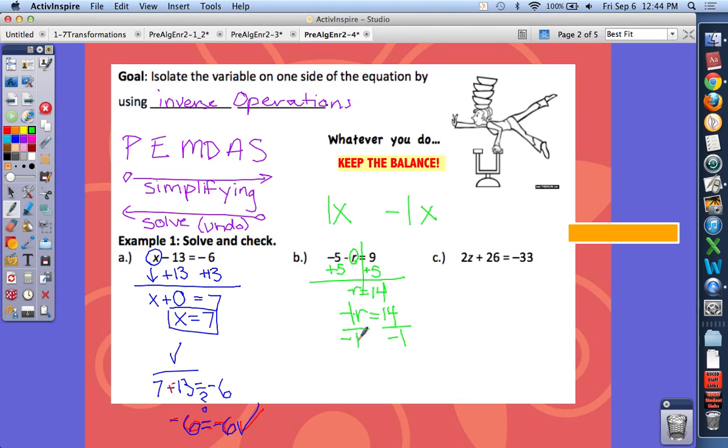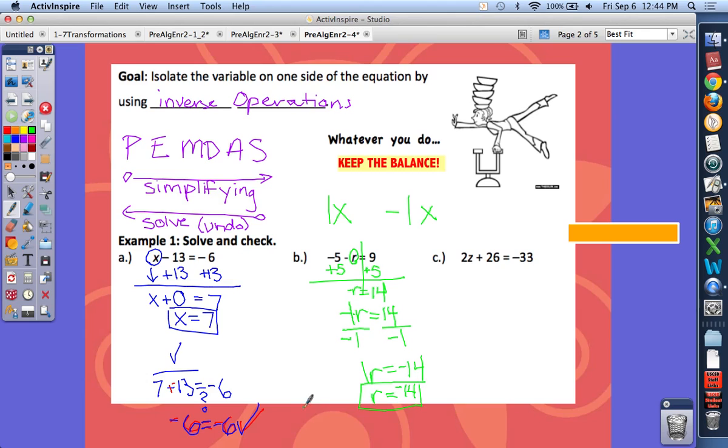Why am I doing that? Because I want to just be left with 1x or 1r. I need to get rid of this negative. Negative 1 divided by negative 1 gives me a positive 1r, and that's what I want. 14 divided by negative 1 is negative 14. You can write the 1r, or you can just write r equals negative 14.